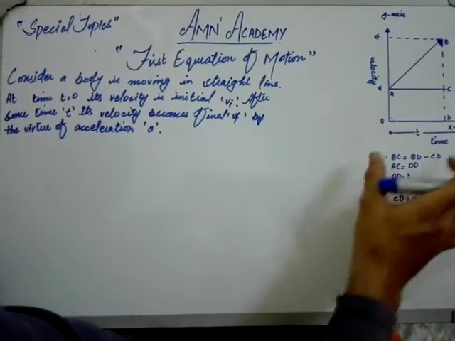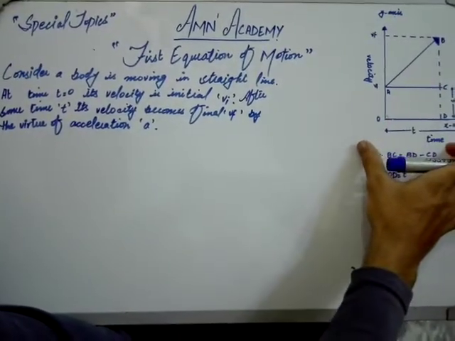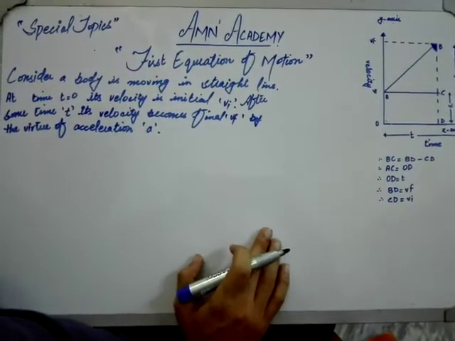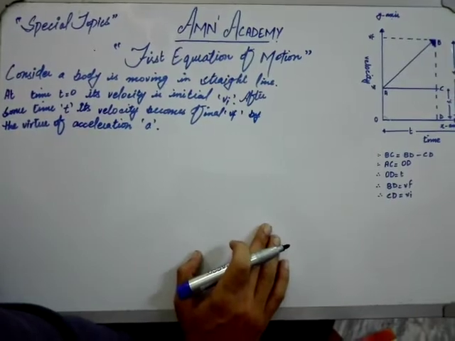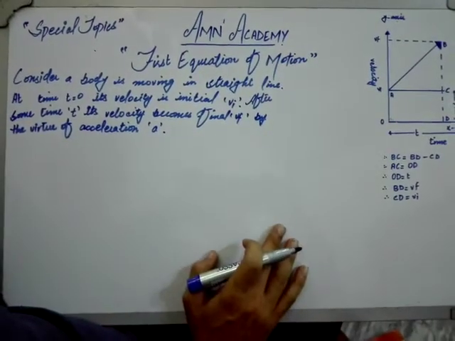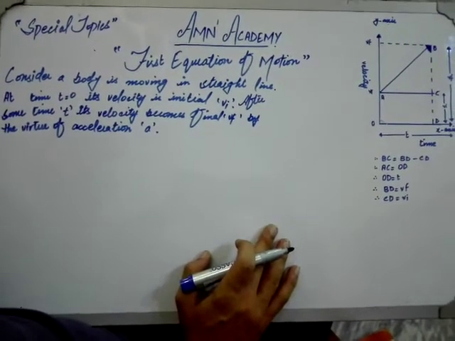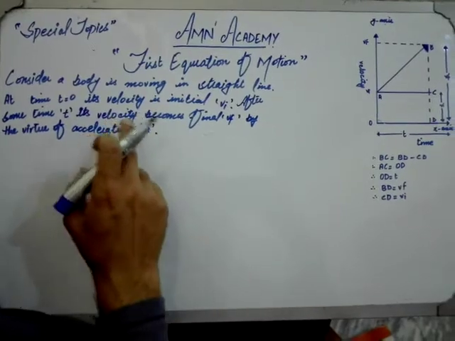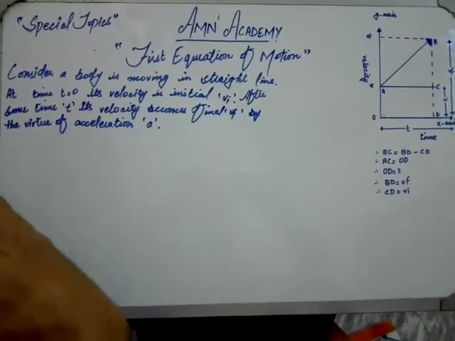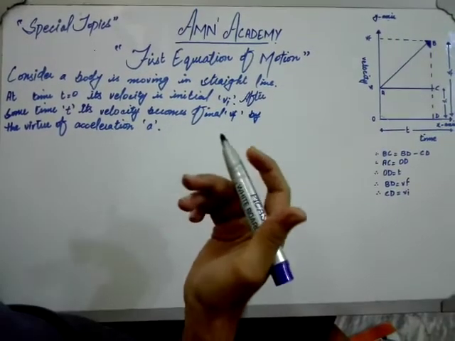We are taking time on the x-axis and velocity on the y-axis because time is an independent quantity, so it has been taken on the x-axis. Now consider a body moving in a straight line with some initial velocity, that is vi. After some time t, by virtue of the acceleration produced, its velocity becomes final, that is vf.